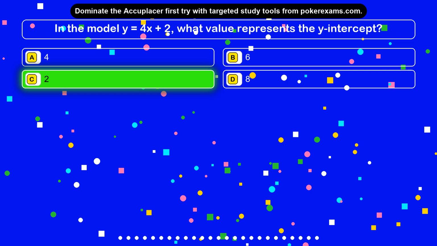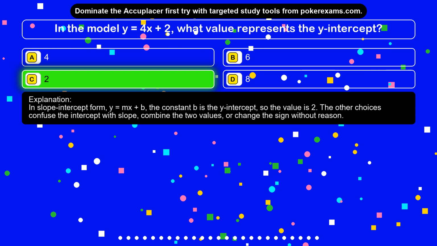The correct answer is option C, 2. In slope-intercept form, y equals mx plus b, the constant b is the y-intercept, so the value is 2. The other choices confuse the intercept with slope, combine the two values, or change the sign without reason.